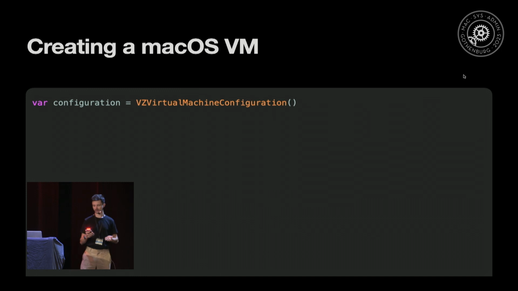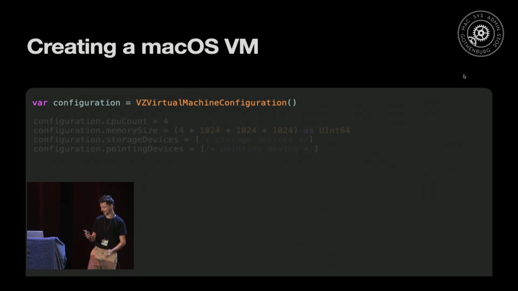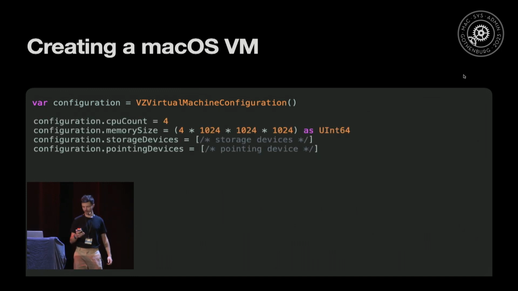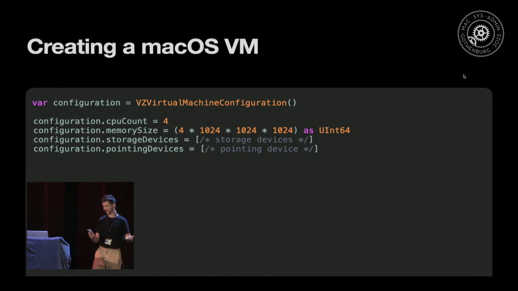So as I said, we start with a new virtual machine configuration, and currently it's like a blank page that we can turn into whatever we'd like. So here we set the hardware characteristics of the future Mac: the CPU count, memory size, storage devices, pointing devices.